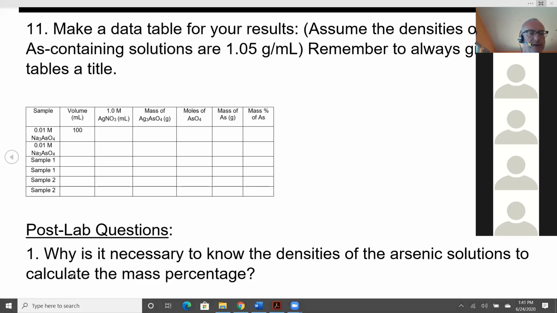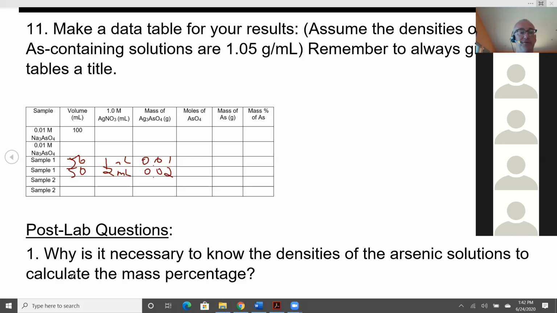Let's say I had 50 mils of sample 1. I added 1 mil of silver, and my mass was 0.01 grams. Then I had 50 mils. I added another mil, so my total's now 2, and I got twice as much. I would just continue doing that until I'm done. This is just an example. I expect you to make your own data tables.